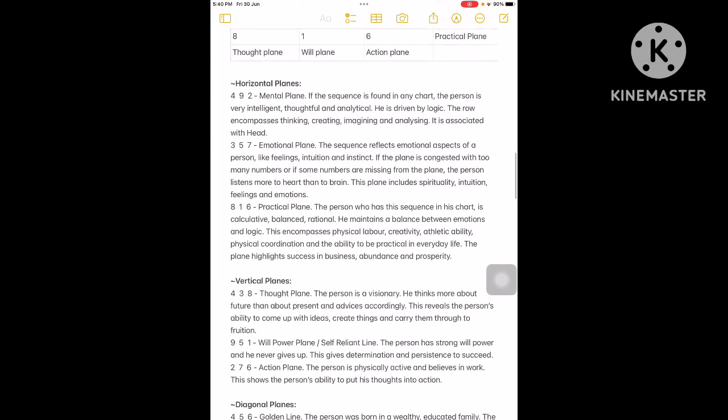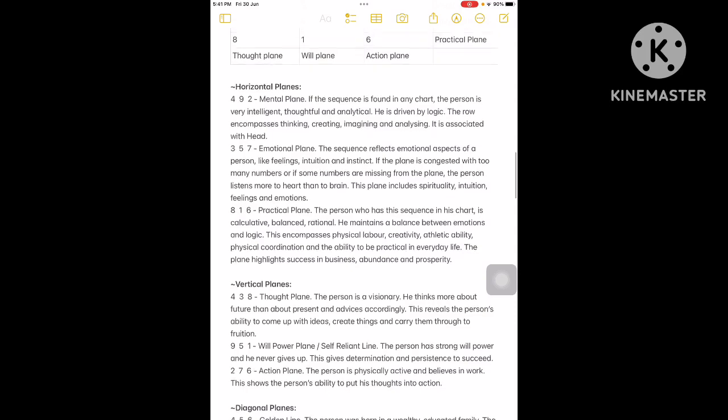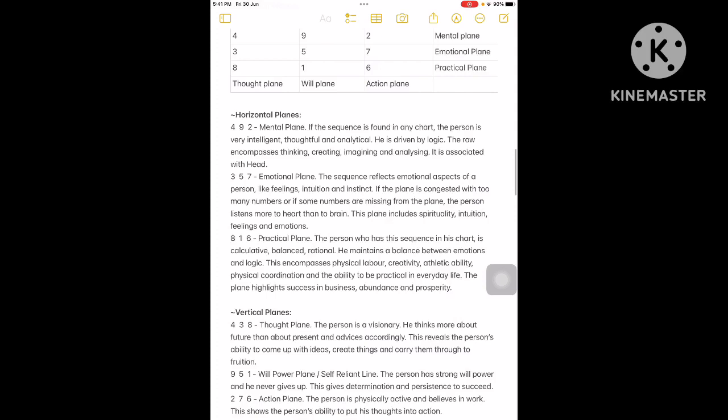The action plane means the person is physically active and believes in work. This shows the person's ability to put his thoughts into action. In this plane, 276, the action plane is okay. The person believes in work. But if the thought plane or will plane, some planes are missing, or something goes wrong, it doesn't show that the person is thinking something or planning something. The person believes in activity. The person believes in work. But before that, he needs to make a strategy.